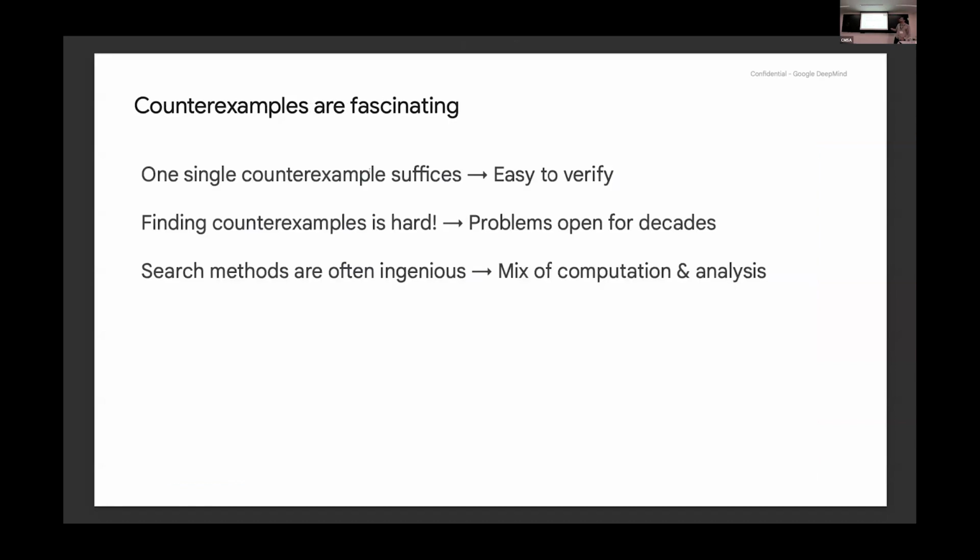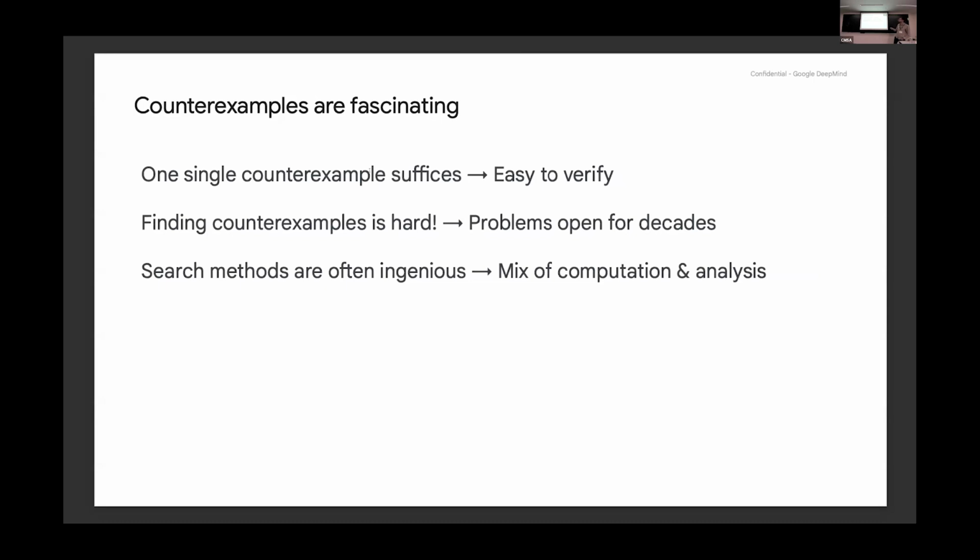Yeah, what is interesting? Why are we interested in counterexamples? Why did we start this project? Well, one thing is you just need one counterexample to kill the whole theorem, which is kind of fun. And it's easy to verify that it's a counterexample, but it's also very, very hard. If it was easy, then other people would have found it, or the person who gave the conjecture would have found it.